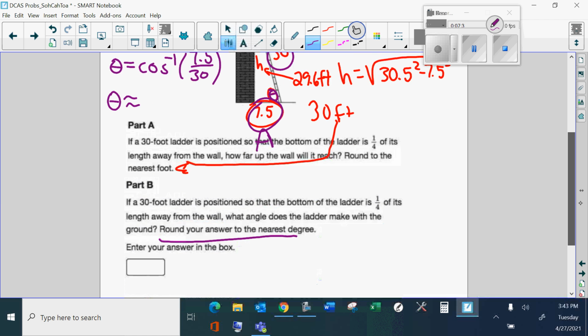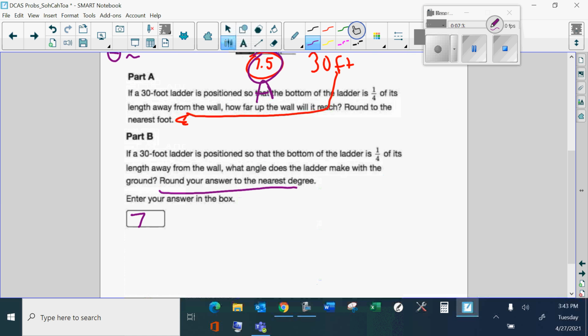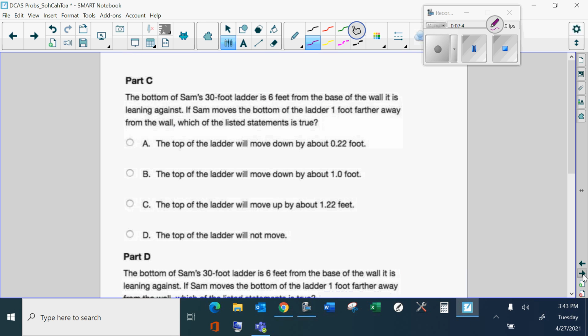If you mess up on your rounding, you get marked wrong. So if I put 75 instead of 76, did all the right work but rounded wrong, boom, lose everything on that part B there. All right, part C.